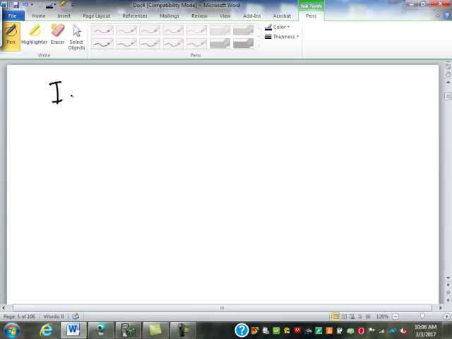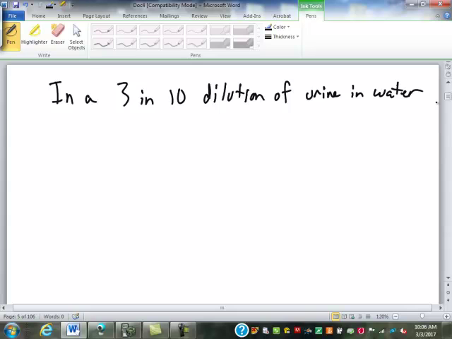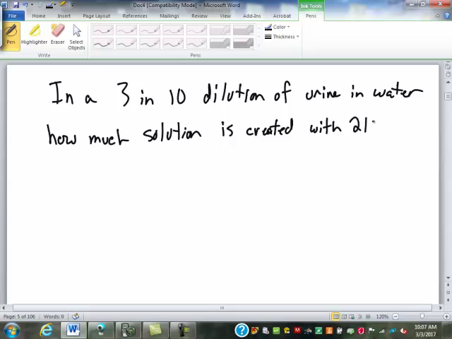For example, we might have a 3 in 10 dilution of urine in water. How much solution is created with 210 milliliters of water?